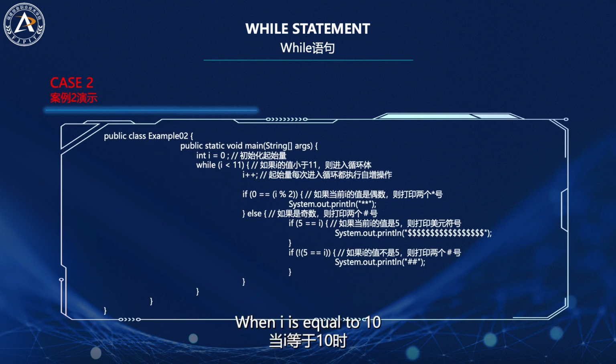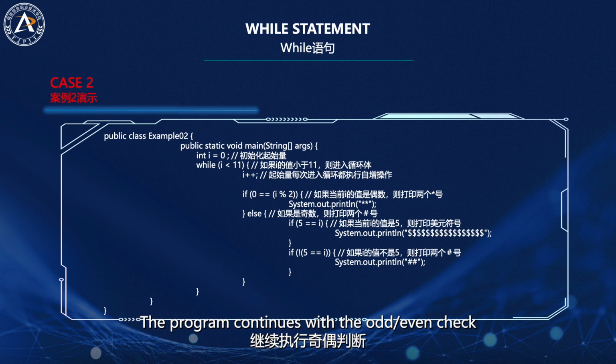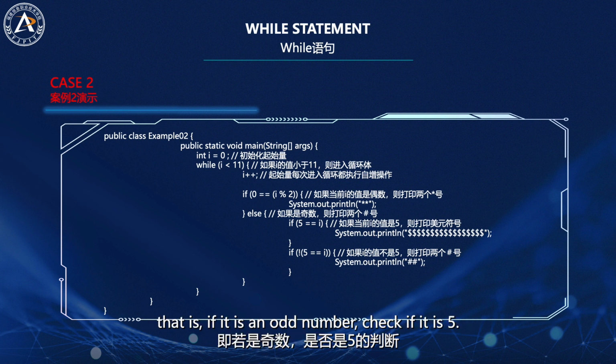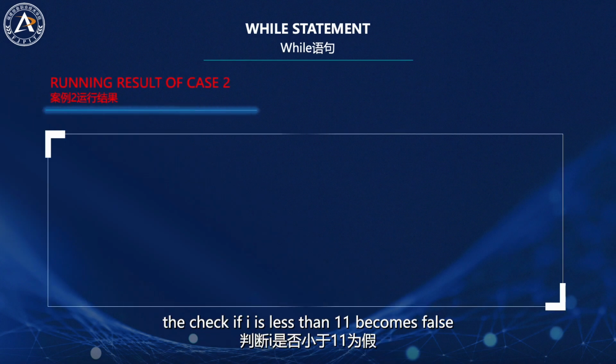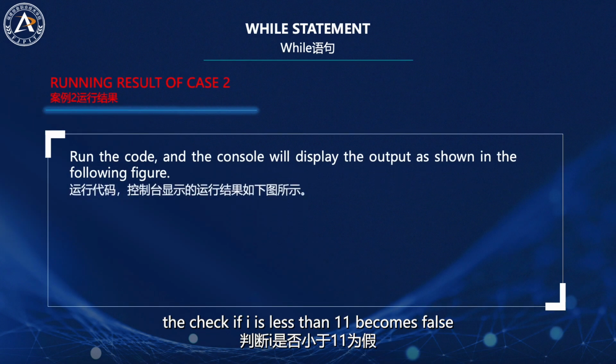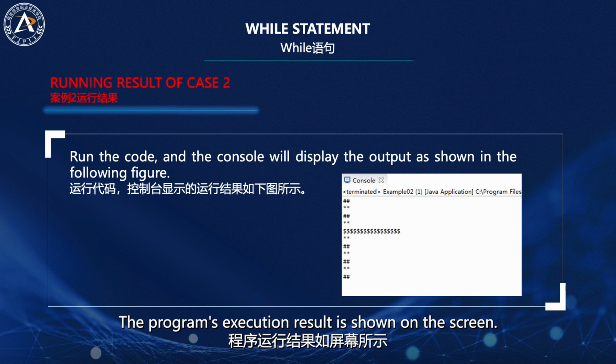When i is equal to 10, the program still enters the loop body, and at this point, i is equal to 11. The program continues with the odd or even check. That is, if it is an odd number, check if it is 5. When the loop body is finished, and it goes to the next iteration, the check if i is less than 11 becomes false, and the loop exits, ending the program. The program's execution result is shown on the screen.